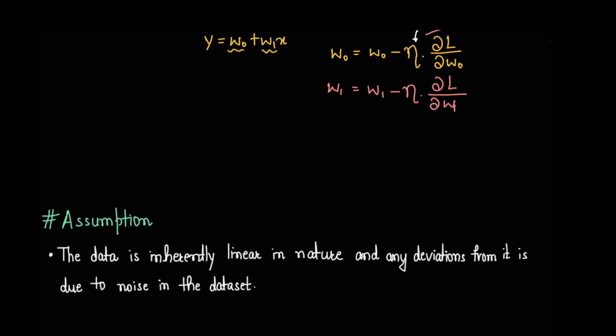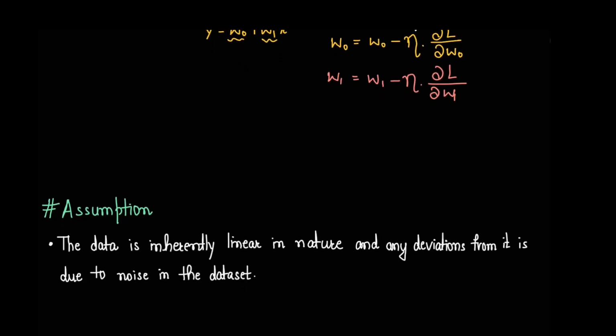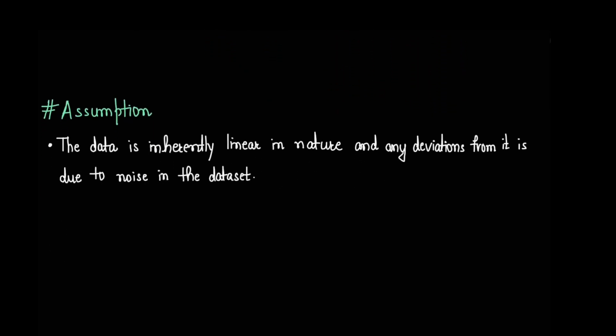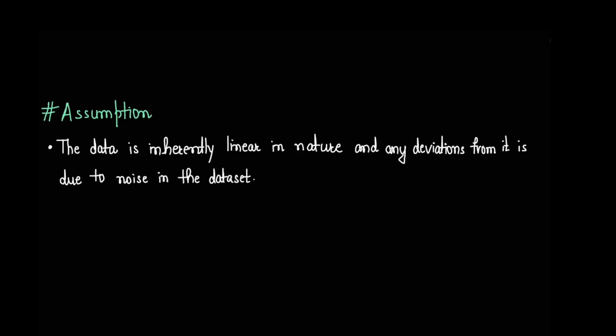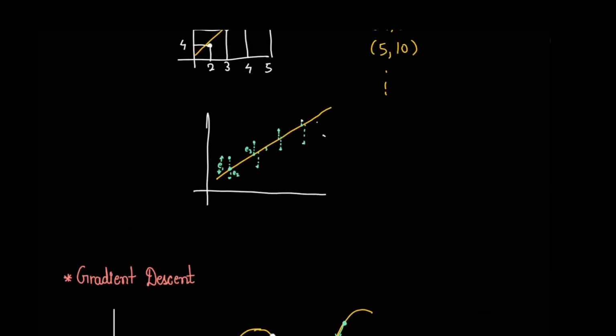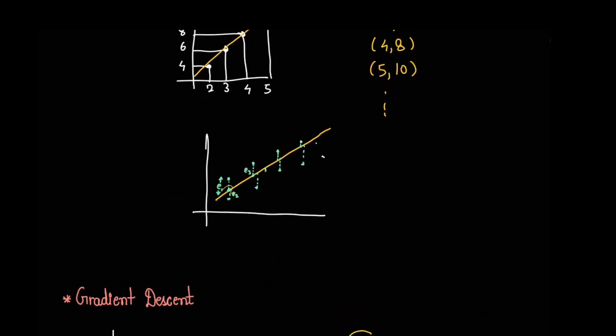Now, every model makes some assumption about the underlying data. For linear regression, that assumption is that whatever data we are feeding it is inherently linear in nature. If there are any deviations from it, it is just due to noise in the real data set. For example, here we can see that there is no one line that can fit all of these points. So linear regression assumes that it was fundamentally linear in nature, but because of some noise due to real world data, it has deviated a little bit from this line.